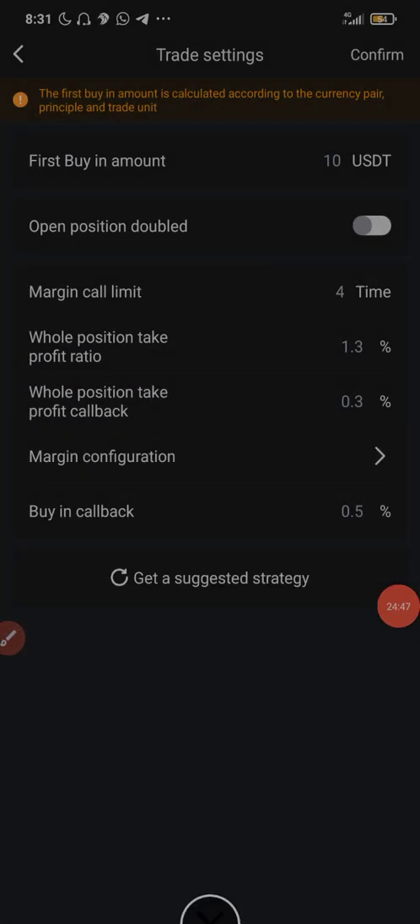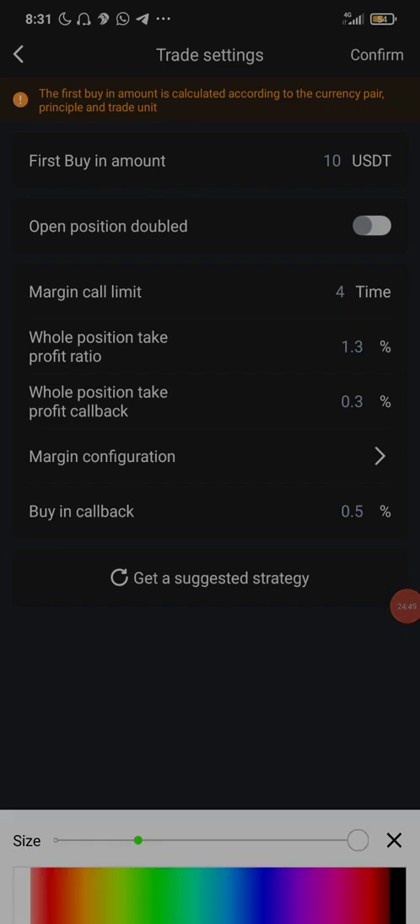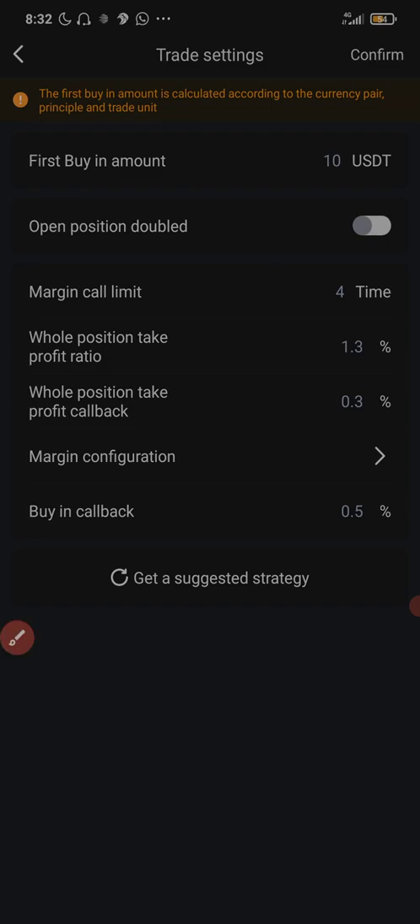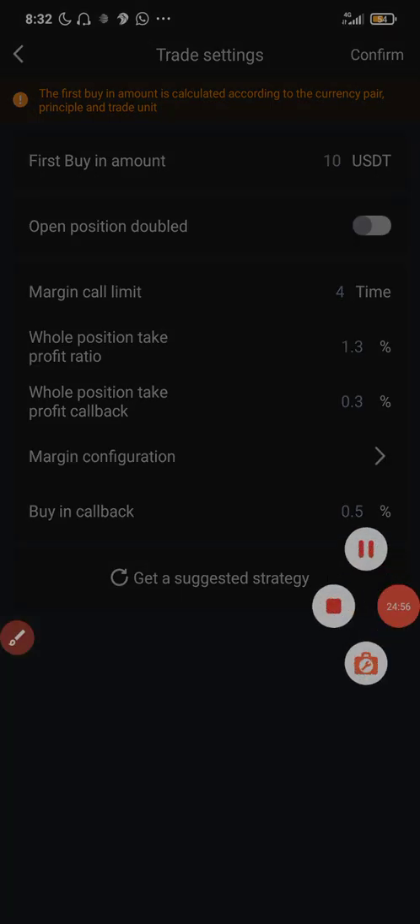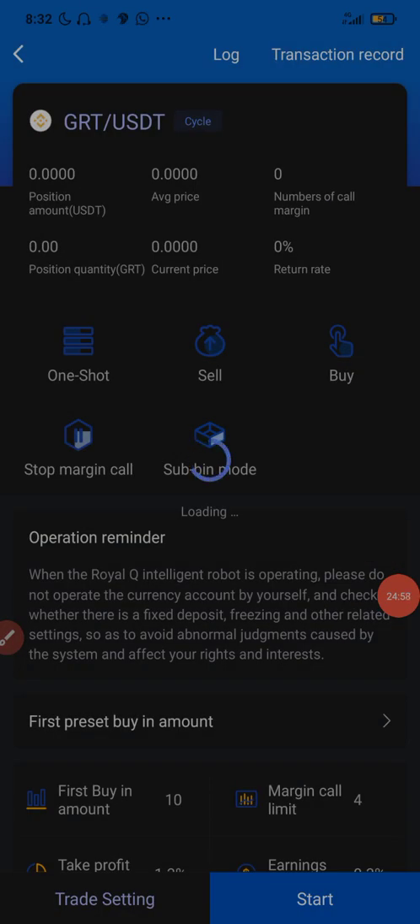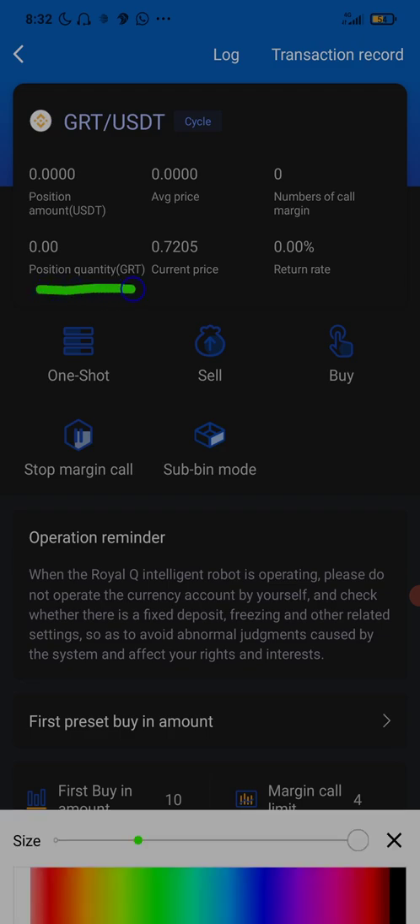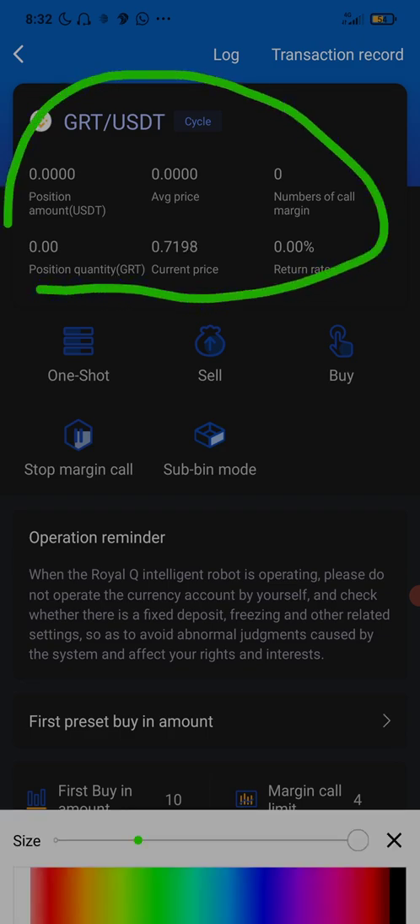Always make sure you click on this confirm at the top to start the robot. So I just clicked on start now, so it's loading. So the bot will start now. So if you look at the top right here, it's actually going to show my position.